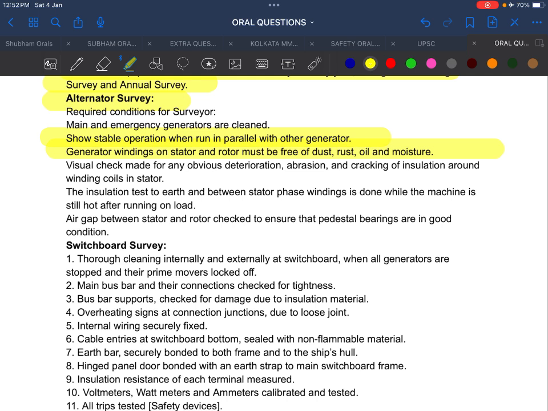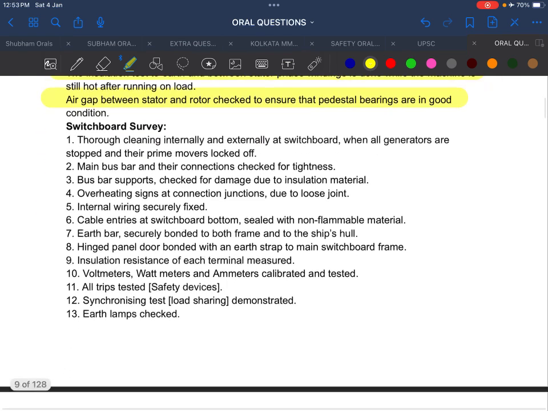So, a visual check for deterioration and abrasion. They can check the bearing also. The pedestal bearing is the most important. You can tell whether the pedestal bearing is damaged or not, and check that the air gap between the stator and rotor must be 2 mm, like this gap is there. So the insulation test to the earth and between the stator phase windings, also the air gap between the stator and rotor, is checked to ensure the pedestal bearings are in good condition.